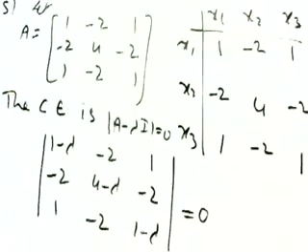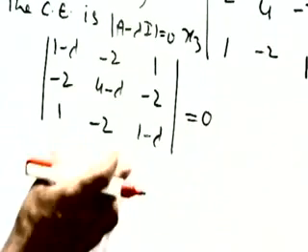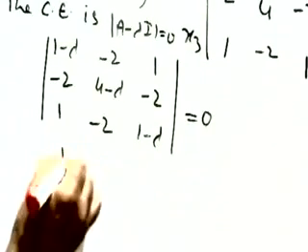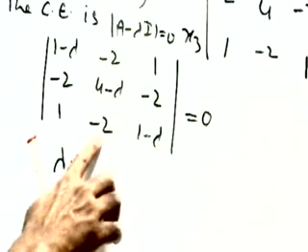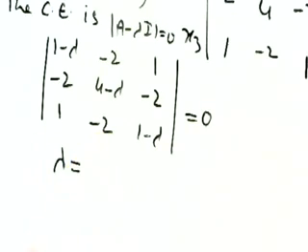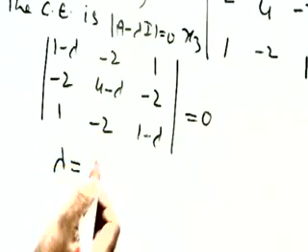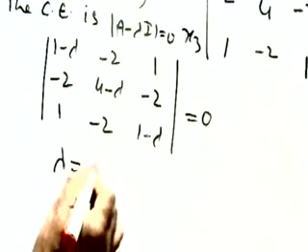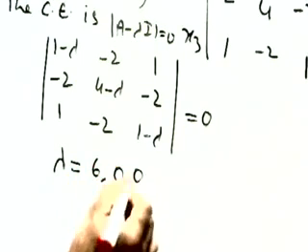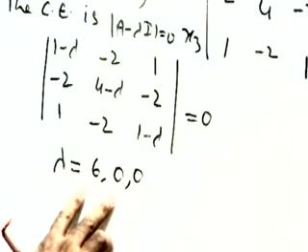I'm not showing it in detail because it takes a lot of time. We have already seen how to solve this one. When we solve this, we'll get the values of lambda. You try this by yourself. After solving, you get three values of lambda: lambda equals 6, 0, 0.